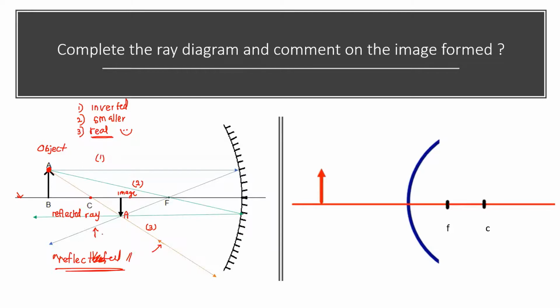So if your reflected rays, so these are actual rays, right? These rays actually intersected at this point. So if the reflected rays converge at one point or intersect at one point for real, then it is a real image. Okay, so at this point it really intersected.